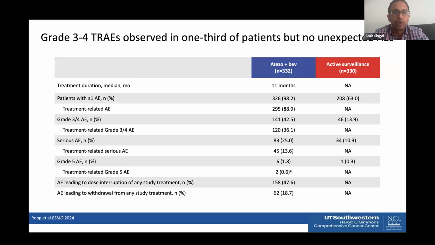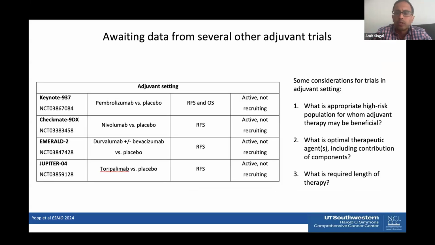And so here you can see grade 3-4 treatment-related AEs observed in 36% of patients. And so I think we really need to think through, as we're thinking about adjuvant, maybe neoadjuvant, as I'll reference in the last 3 minutes, I think we really need to think about the AEs in parallel. Now, it's notable that we have negative data from IMbrave050, and I think that at the end of the day, IMbrave050 is a negative trial.